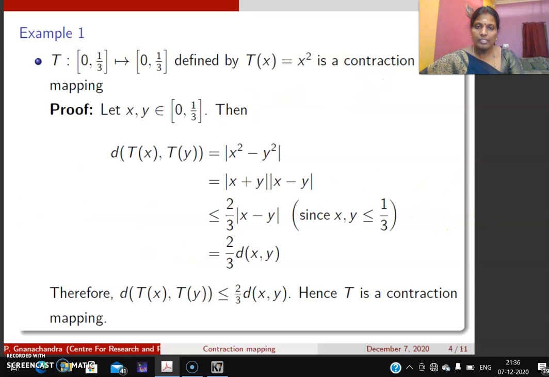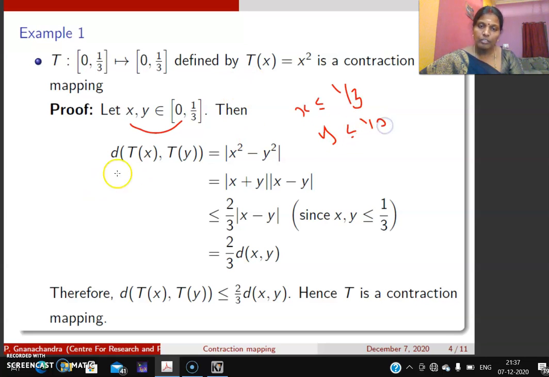Okay. Now let us see an example of a contraction. For that I have defined a function T from the closed interval [0, 1/3] to the closed interval [0, 1/3] in the real line, and the mapping is defined by T of x equal to x square. I am going to prove that this mapping is a contraction mapping. For that, I have taken x and y as any two elements in the closed interval [0, 1/3]. Therefore, the maximum value of x is 1/3 and the maximum value of y is also 1/3.